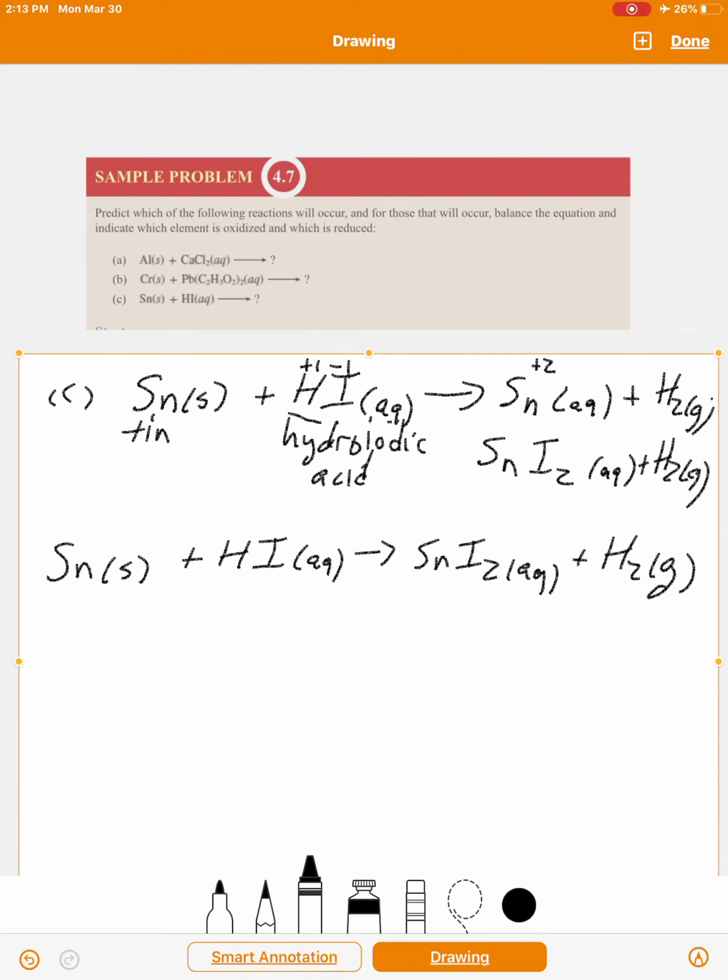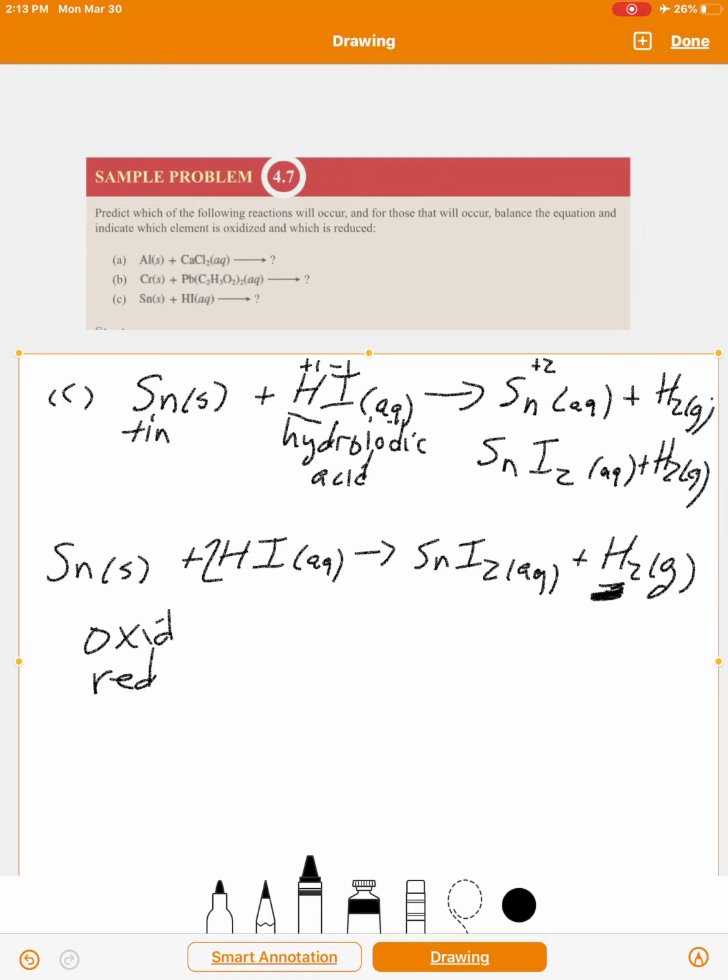Okay, 1 tin on both sides, 2 iodines on the right, but only 1 on the left, so we put a 2 there. That gives us 2 hydrogens on the left and 2 on the right, so we've got a balanced equation. Now the next thing is what metal got oxidized, which metal got reduced. The one that got oxidized is the one that becomes positive. The one that's got reduced is the one that becomes 0.